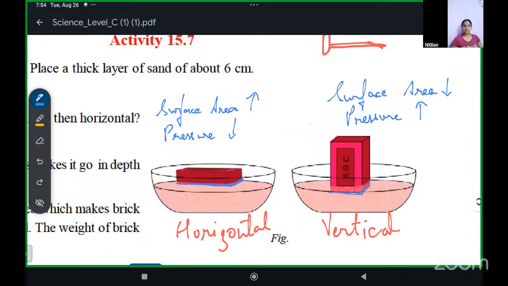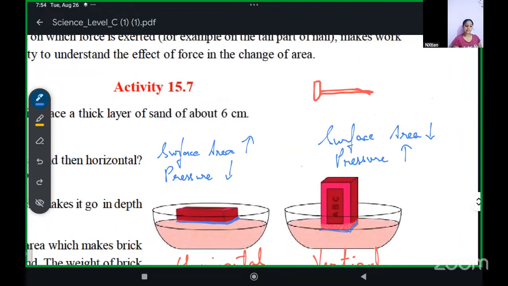This works in the opposite way. Same way when we are hammering a nail. The surface area of the nail on this side is less, so the pressure will be more. Which is why we are easily able to hammer the pointed tip into the wall.